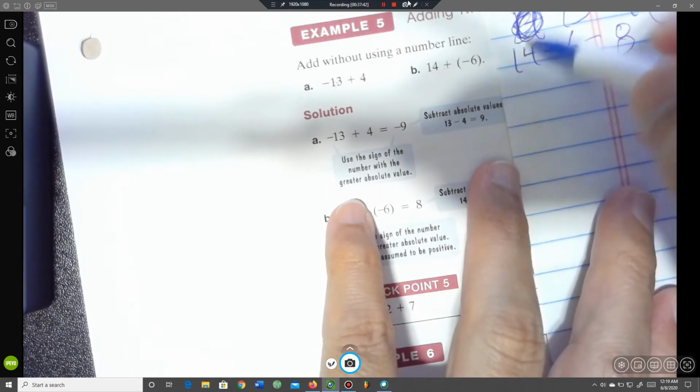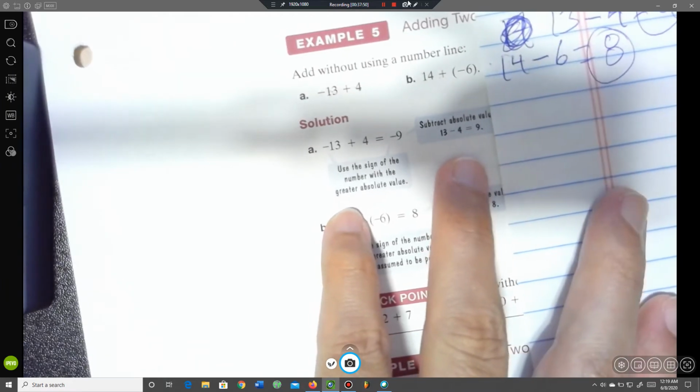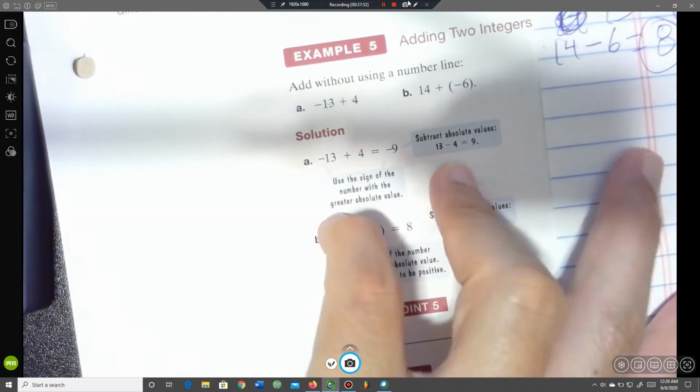And go back and look at the sign of the largest value. It's positive. The answer is positive. So that should be the answer. All right. Let's move on.